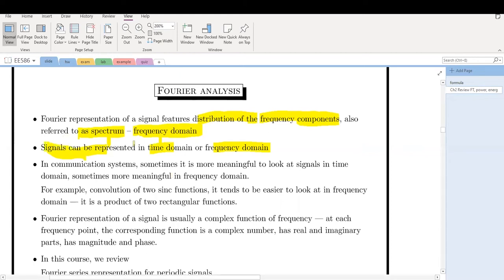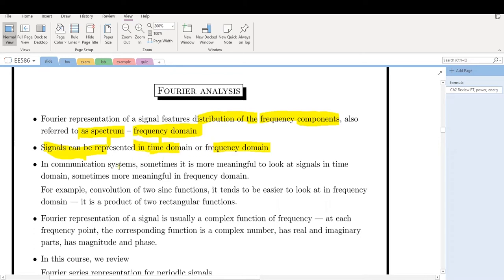If we look at signals in the time domain, we look at the waveform, or how the waveform changes with time. But a signal can also be represented in the frequency domain. So signals can be represented in both domains. The connection between these two domains is the Fourier transform.